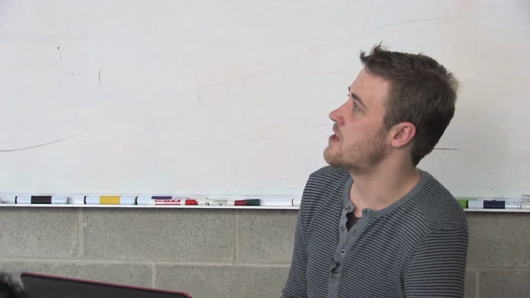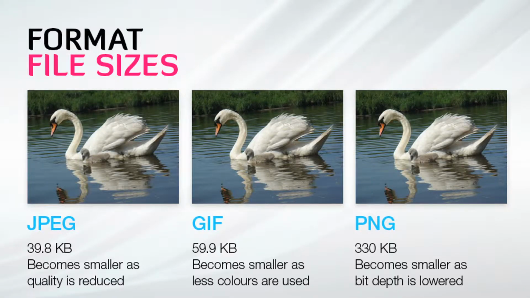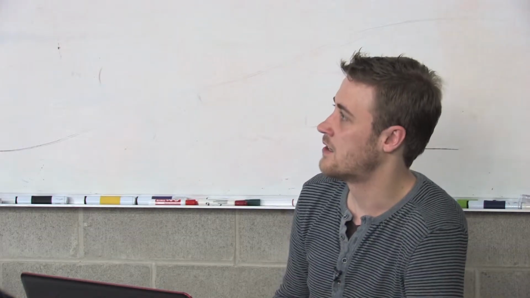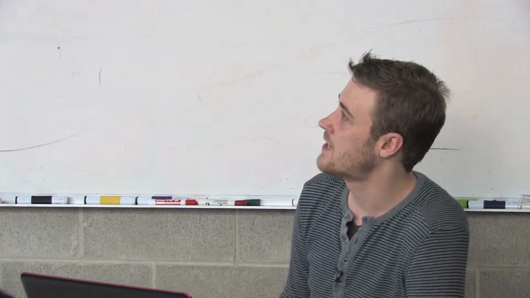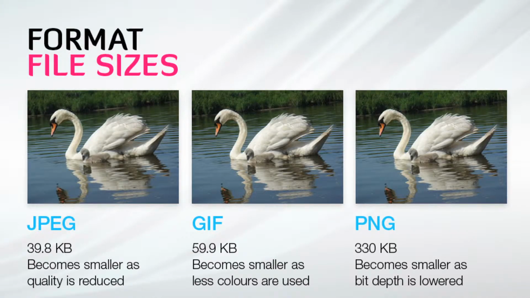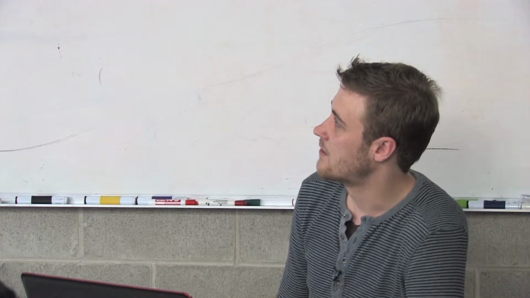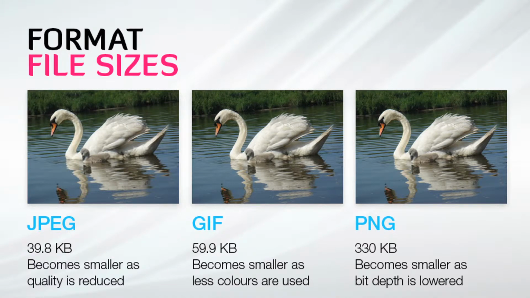So here's the exact same image compressed in JPEG, GIF, and PNG. The JPEG is 39.8 kilobytes, so that is the smallest file size of the 3. But remember that as you save it, its quality is reduced. The GIF comes in second at 59.9, and it becomes smaller as you use fewer colors. The PNG is the largest, 330 kilobytes, and its file size becomes smaller as its bit depth is lowered.